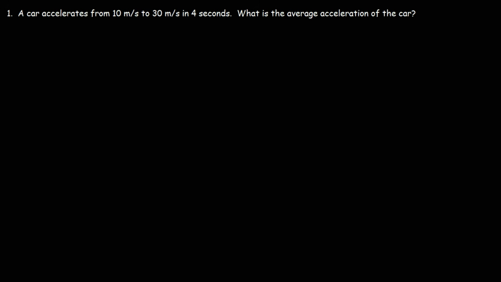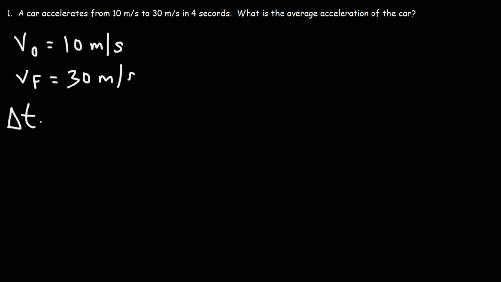Now let's work on some practice problems. A car accelerates from 10 meters per second to 30 meters per second in 4 seconds. What is the average acceleration of the car? So let's write down what we know. We have the initial velocity, or more specifically the initial speed, since we don't know the direction. And we have the final speed, which is 30 meters per second.